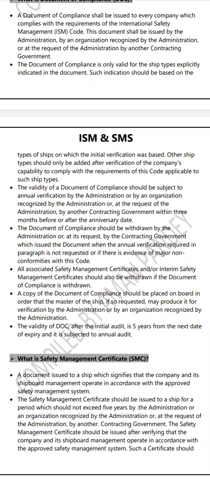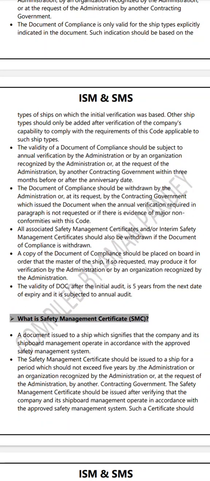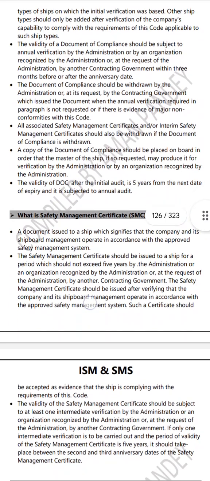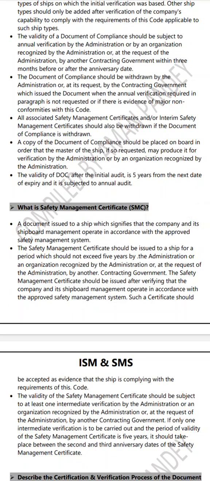So this annual verification can be done by the administration or by an organization recognized by the administration, or at the request of the administration by another contracting government. A DOC should be withdrawn by the administration, or at its request by the contracting government which issued the document, when the annual verification is not requested, or if there is evidence of major non-conformities with this code. All the associated safety management certificates and or interim certificates are affected; an interim certificate is valid for only 12 months.